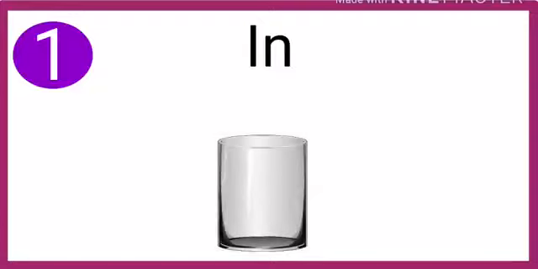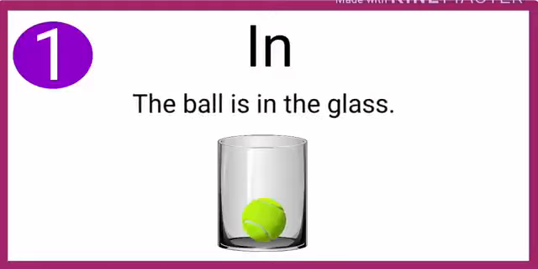Preposition number 1, in. Look at this example. There's a glass and there's a ball. Where's the ball? The ball is in the glass. In. The ball is in the glass.